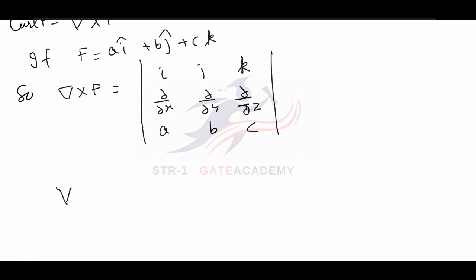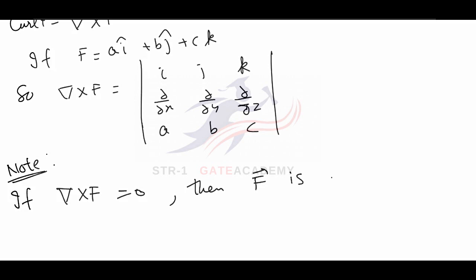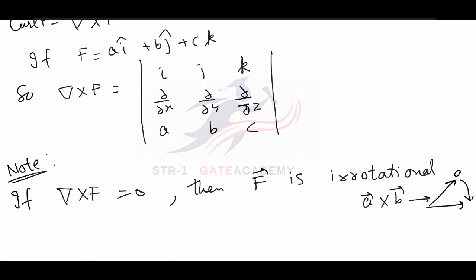Now again, if I say that curl of f is 0, then vector f is irrotational. You cannot rotate it. Curl is basically what I told you. Cross product of a vector with b vector means what? A vector is turning towards b. So if it is 0, that means there is no turn available. There is no rotation available. Correct? So you have to be very careful with these things.